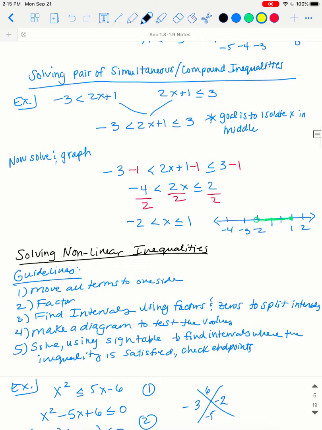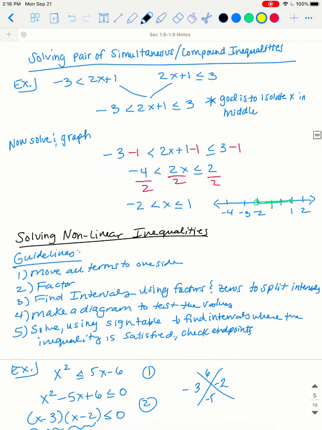Okay. Now here's an example of where we're solving a pair of simultaneous compound inequalities. So here I have two separate inequalities. I have negative 3 is less than 2x plus 1, and 2x plus 1 is less than or equal to 3. So I could just combine those two. Negative 3 is less than 2x plus 1. Therefore, negative 3 is also less than 3. And 2x plus 1 is less than or equal to 3. So I just combine those two.